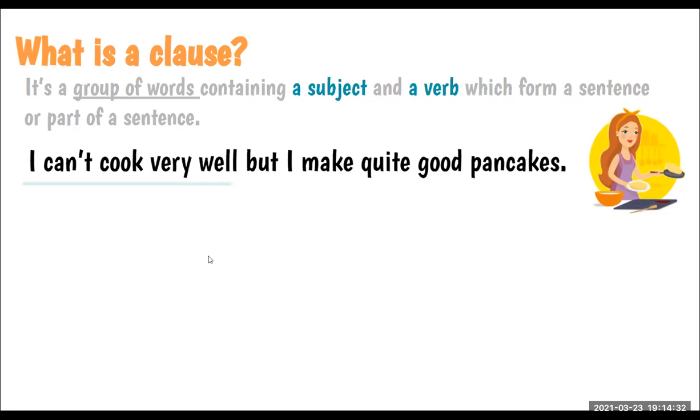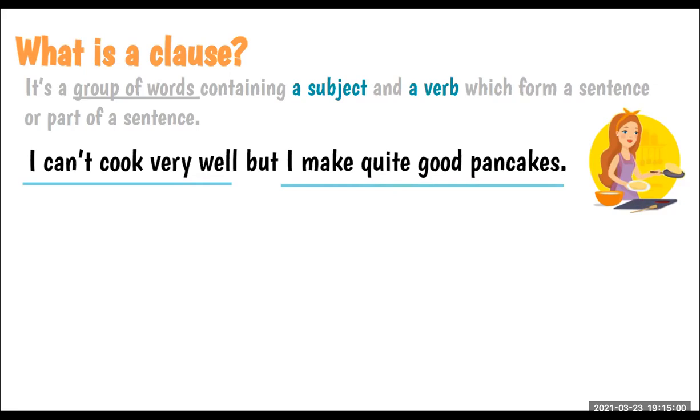Okay, very good. Yes, here we have the first clause is I can cook very well. And the second clause, I make quite good pancakes. Okay, and this is a conjunction. These two clauses are in one sentence and they are joined by a conjunction. Okay, ellas están unidas por una conjunción.